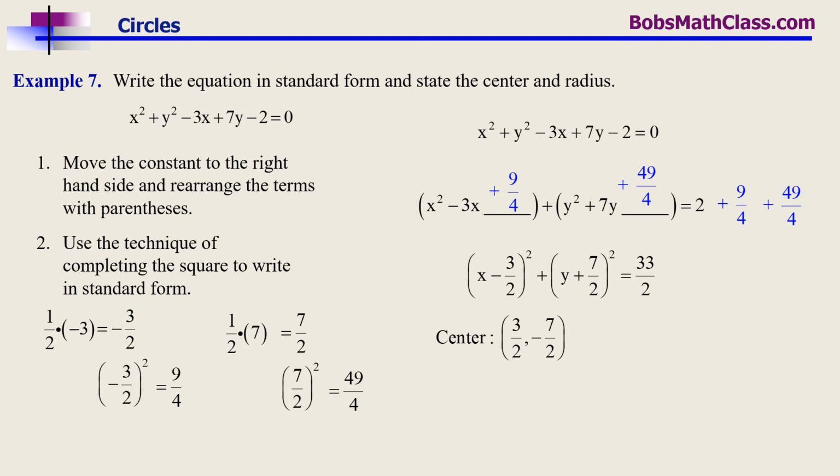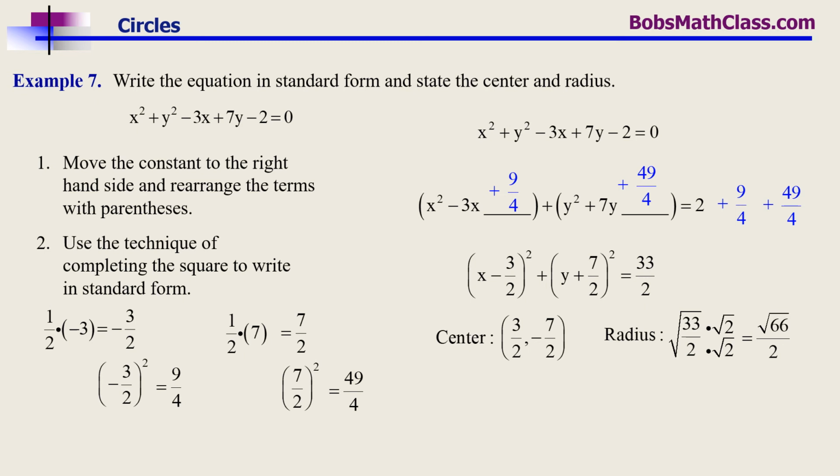And then our radius, well, we want to take the square root of 33 over 2. But we can't leave it like that. We can't leave a number with a radical on the denominator. So it's called rationalizing the denominator. You multiply the top and bottom by square root of 2. So that'll give you square root of 66 over 2.